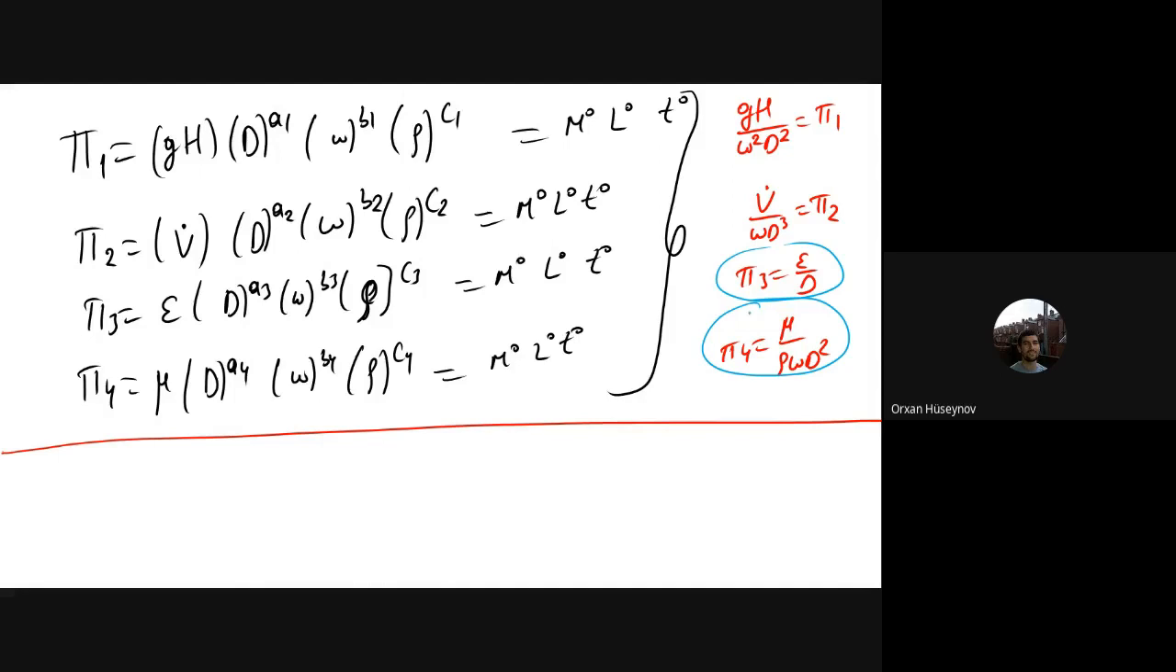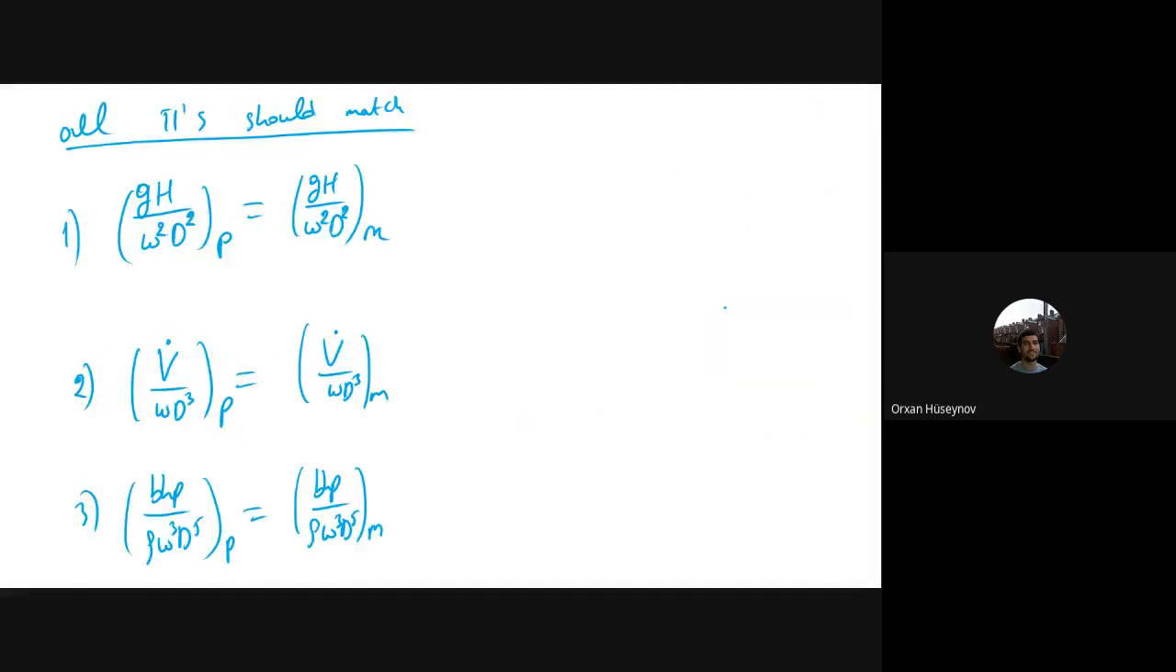Because these two numbers are always matching, the length ratios for pi 3 and pi 4 are not so important for the model and the prototype. Because they are always similar, there is no problem with these ratios here, so don't consider them. But if you are interested, you can write them, but then it will not give you any new information.